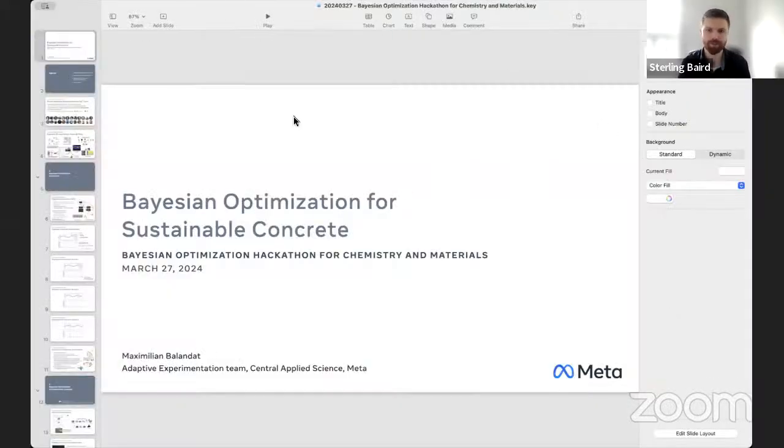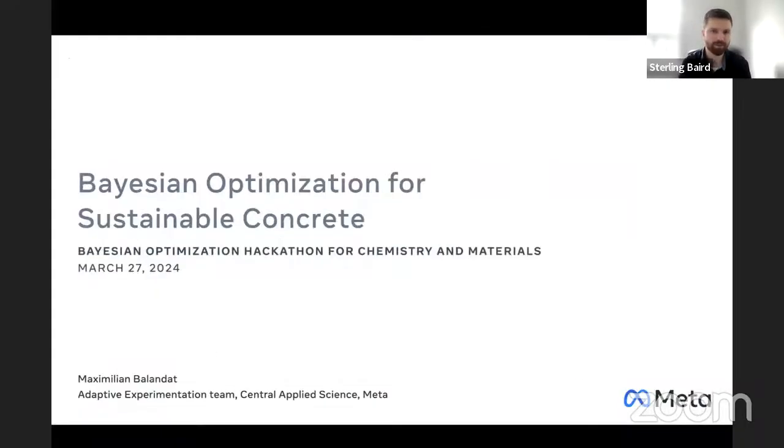So next we're going to hear from Max Blendit from the Meta Adaptive Experimentation team on Bayesian optimization for sustainable concrete. Cool. Thanks, Sterling. Thanks for inviting me. Happy to be here. Excited to see what comes out of the hackathon.